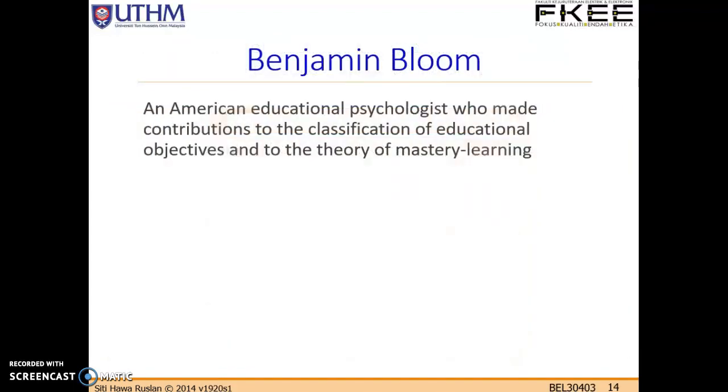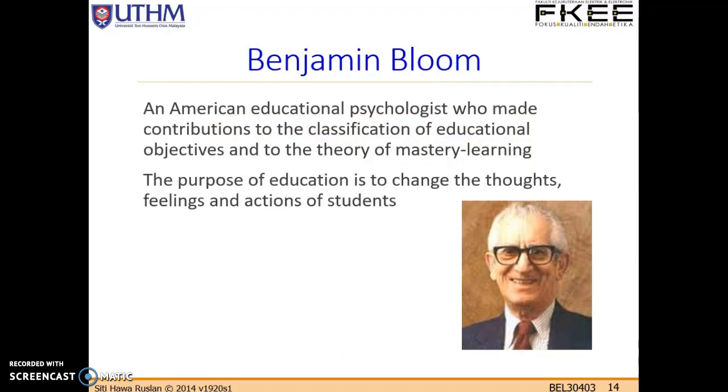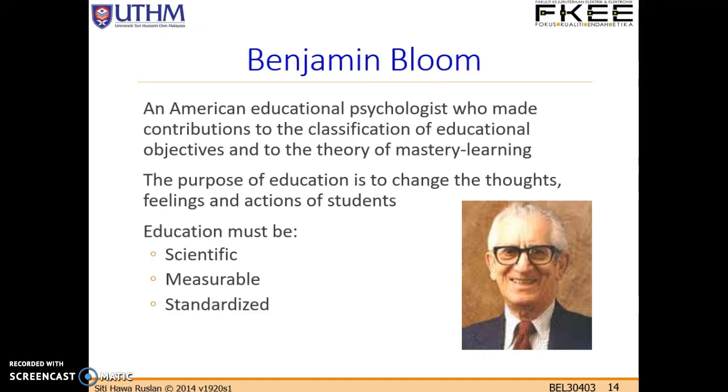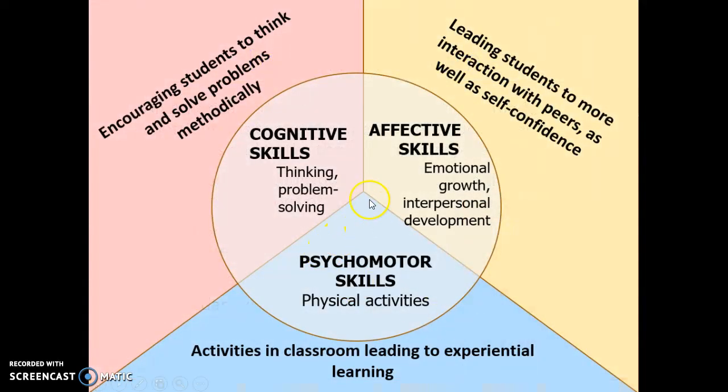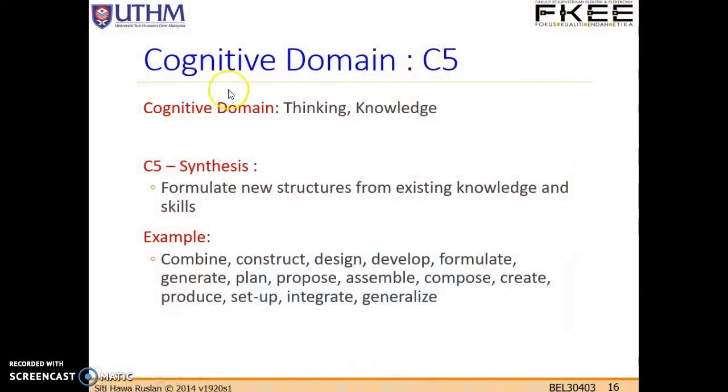And just now I mentioned the 3 CLO for this course, and there is a certain level. This is according to Benjamin Bloom, this guy over here. He said that education must be scientific, measurable, and standardized. So basically, just now, your CLO1 is cognitive, CLO2 psychomotor, and CLO3 affective skill. And this is the level just now, C5. C5 is higher order thinking.